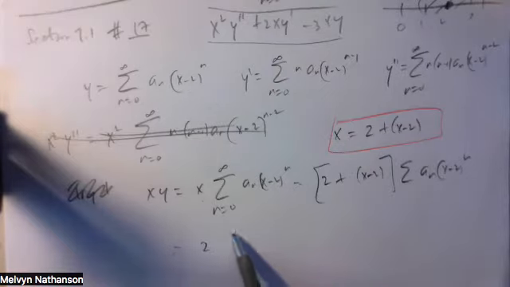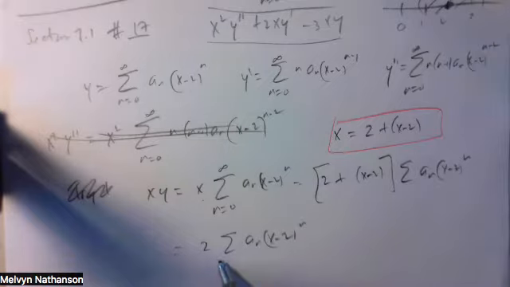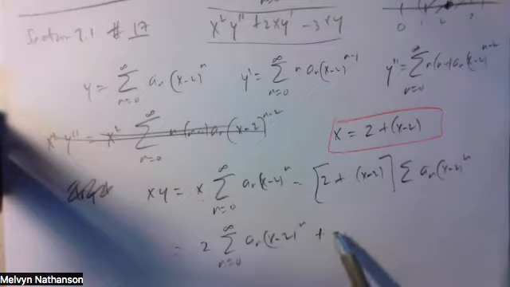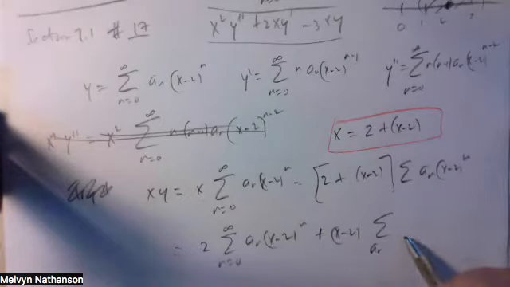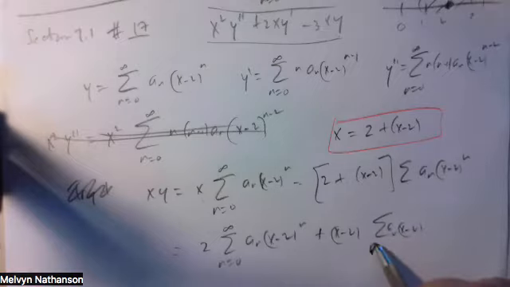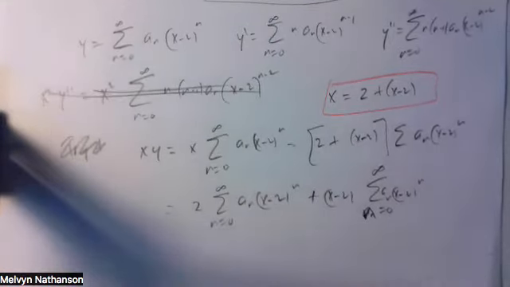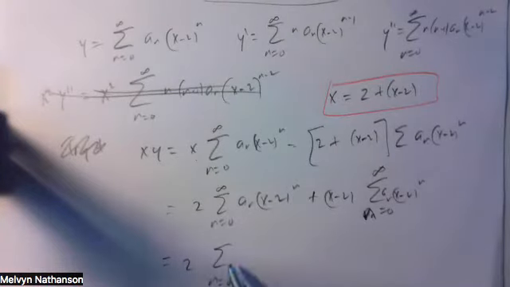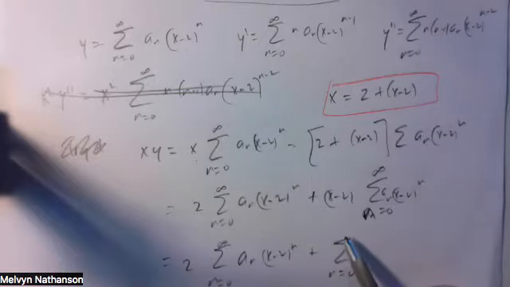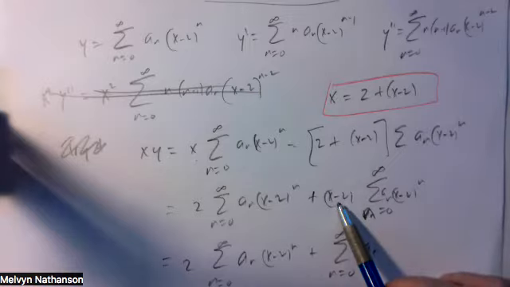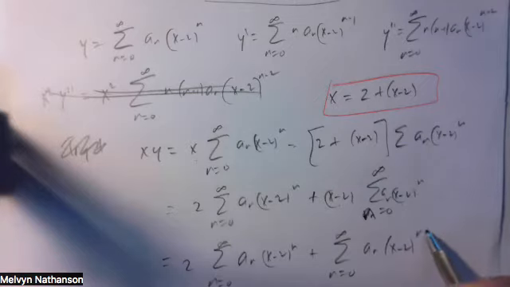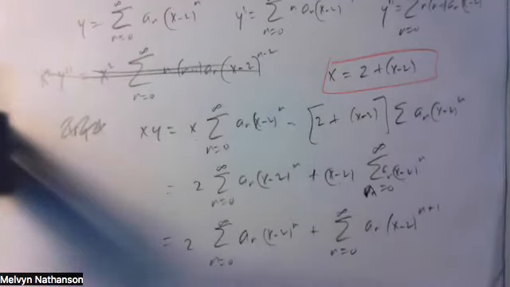This is 2 times the summation a sub n x minus 2 to the n. Again, all of these sums are from 0 to infinity, plus x minus 2 times the summation a sub n x minus 2 to the n. And this is 2 times the summation n goes from 0 to infinity a sub n x minus 2 to the n plus the summation n goes from 0 to infinity a sub n, and x minus 2 times x minus 2 to the n is x minus 2 to the n plus 1. All right. So I need to stop for a minute so you can see what I did.